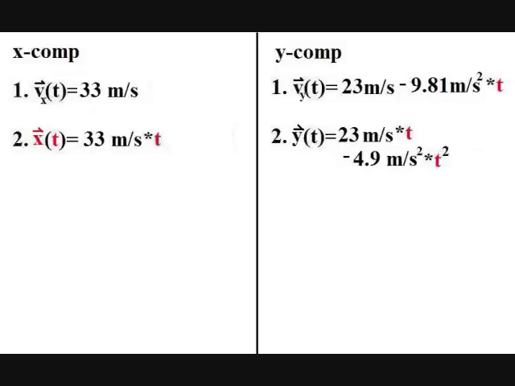The y equations are slightly more complicated since the terms for acceleration remain. The y velocity at any time t equals the initial y velocity, 23 meters per second, plus the acceleration, negative 9.81 meters per second squared, times time. The y position at any time t equals the initial y position, 0, plus the initial y velocity, 23 meters per second, times time, plus acceleration times time squared divided by 2, which is 4.9 meters per second squared times time squared.